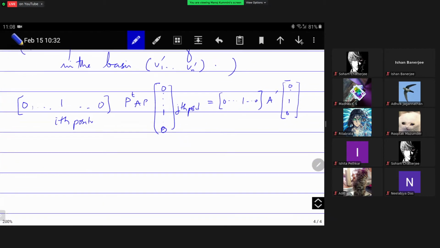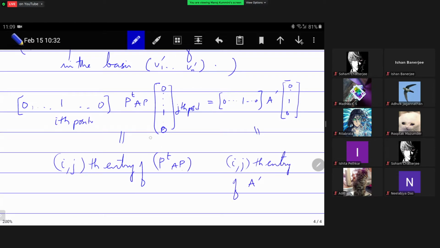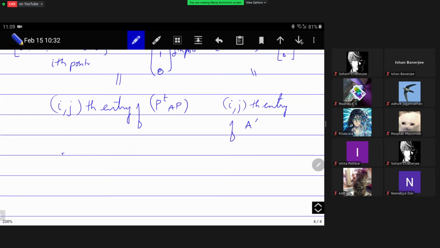But what does this pick out? If you have a matrix and you multiply by a standard basis vector on the left, transpose of that, and another standard basis vector on the right side, this is just the ijth entry of P transpose AP. And this is the ijth entry of A prime. And they are equal. That's what is being said. Therefore, P transpose AP equals A prime.